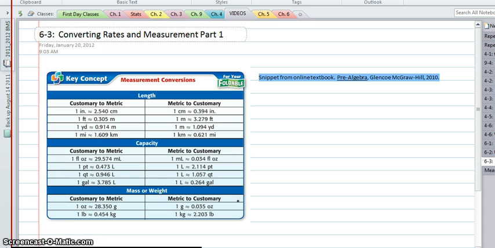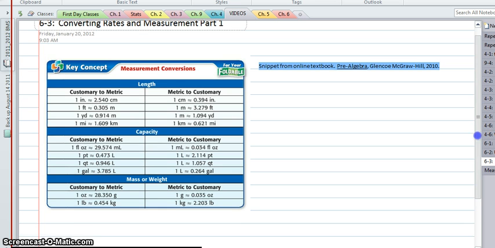This is from your textbook, but I just wanted to make sure that you had it handy with you. So let's go ahead and talk about this. What does it mean to convert rates? Well, I like to think about it like this. So let's start off with an example.